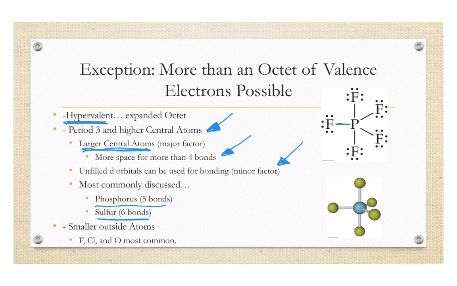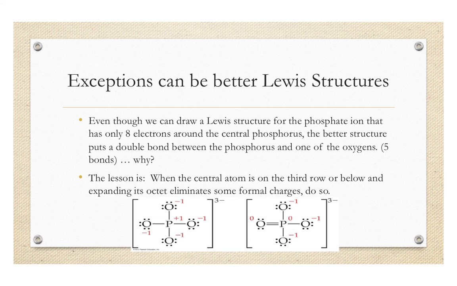Smaller outside atoms, the ones that go on the outside, it's most common that you have fluorine, chlorine, and oxygen on the outside of these structures, again because these are small atoms, and so the electrons don't get in the way and get repelling all over the place.